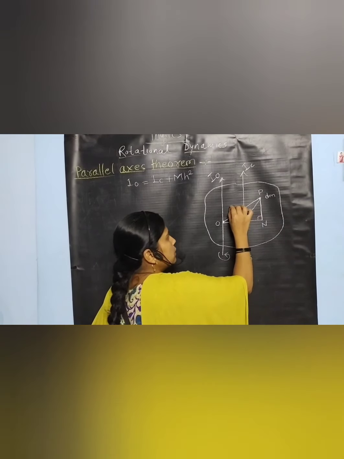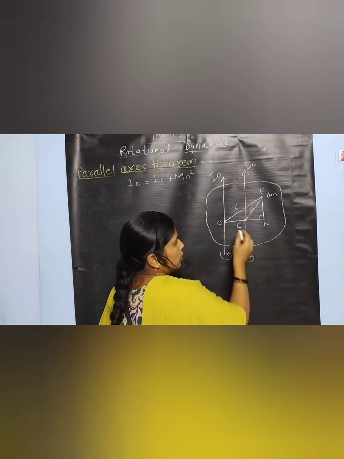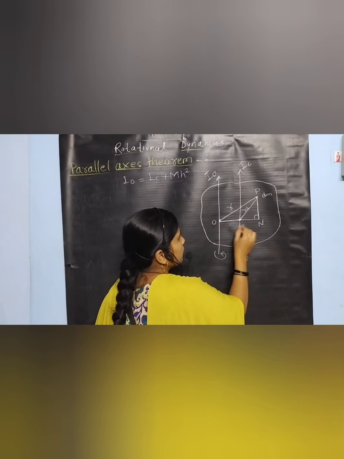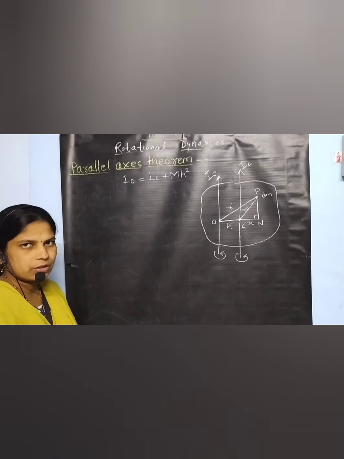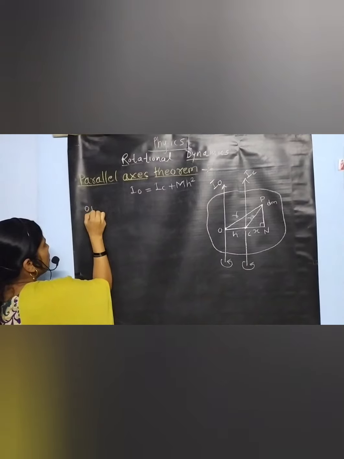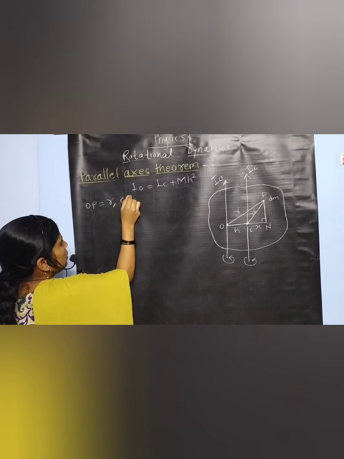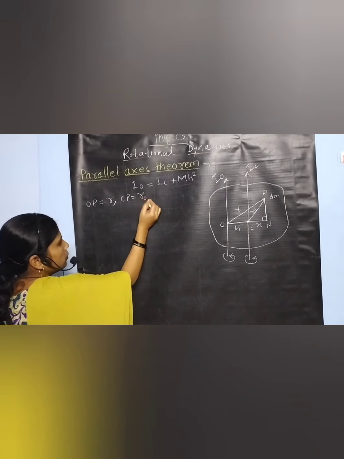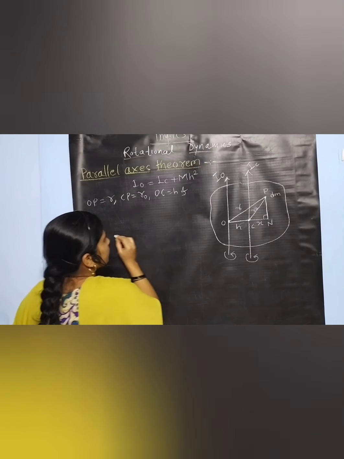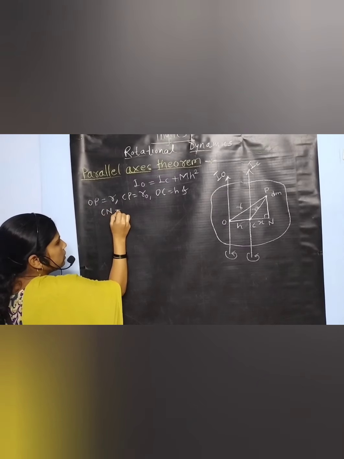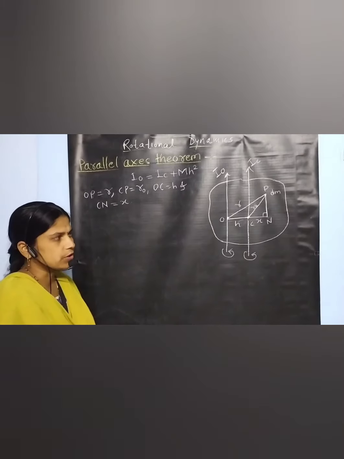Distance OP is equal to r, CP is equal to r0, OC is equal to h, and CN is equal to x. We are considering these distances: OP is equal to r, CP is equal to r0, OC is equal to h and CN is equal to x.